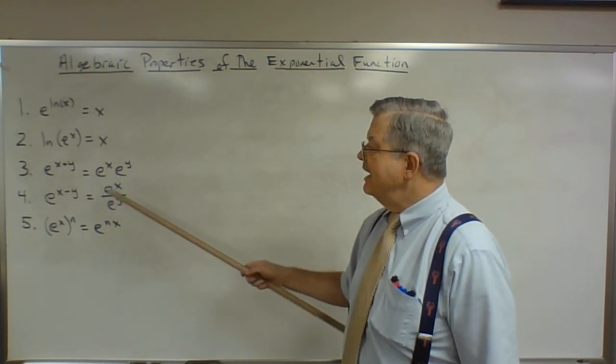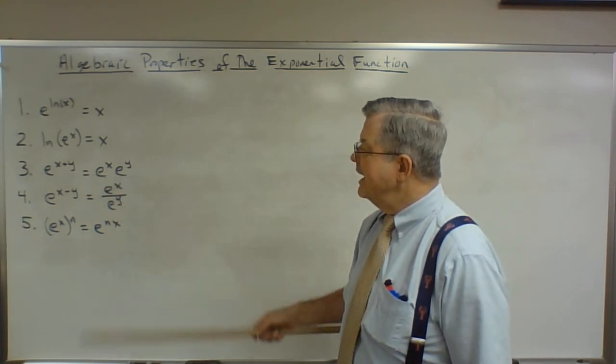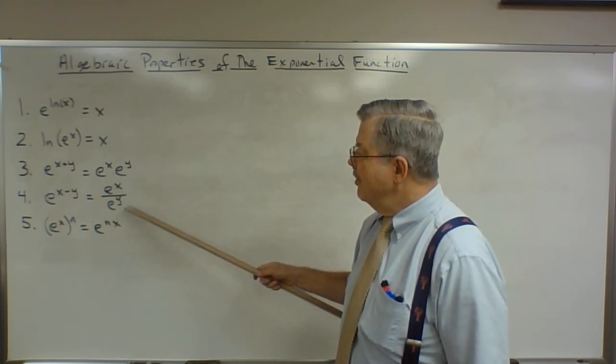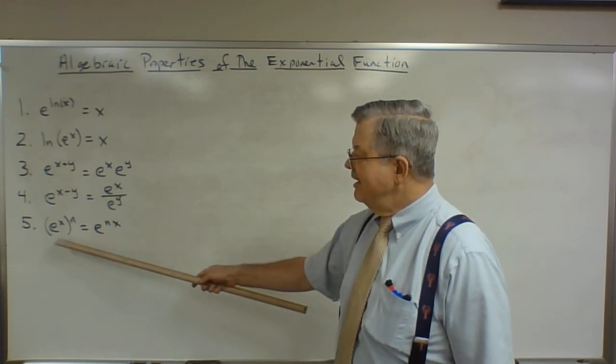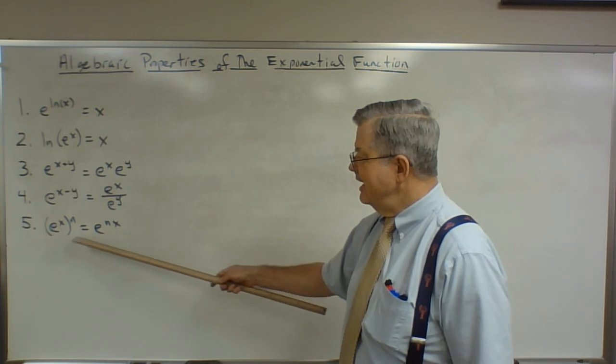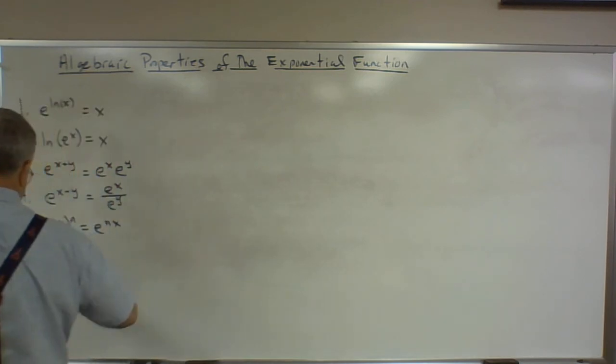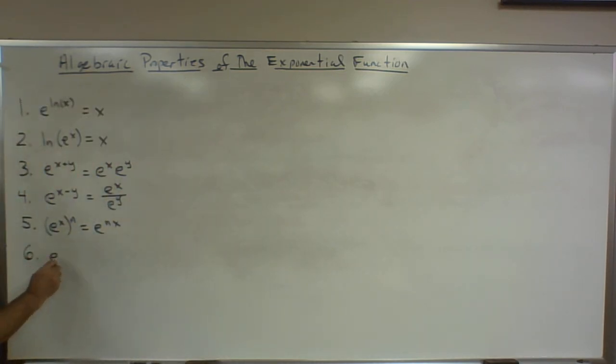e to the x plus y is the same as e to the x times e to the y. e to the x minus y is the same as e to the x over e to the y. e to the x raised to the power of n, the exponents multiply. And maybe I'll add one more. e to the negative x is 1 over e to the positive x. Properties 3 through 6 are just the general properties of exponents that also apply to the exponential function e to the x.